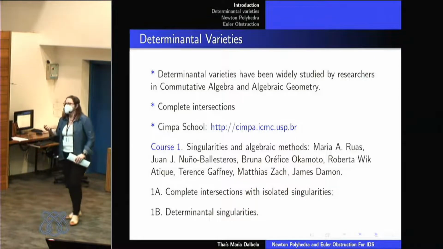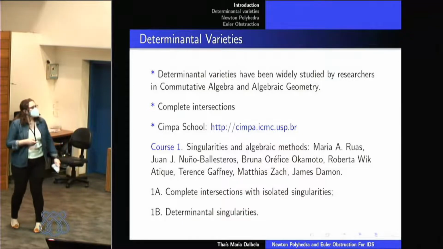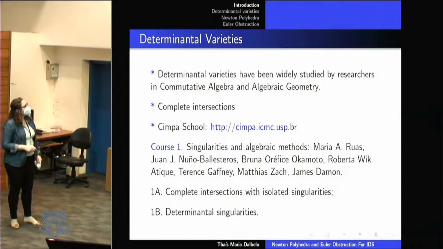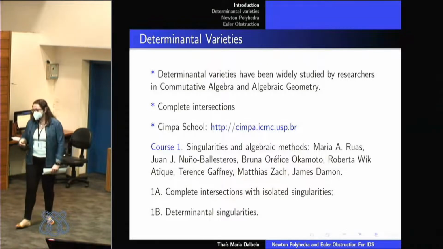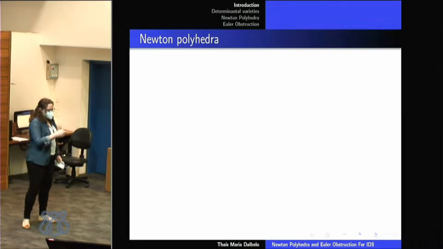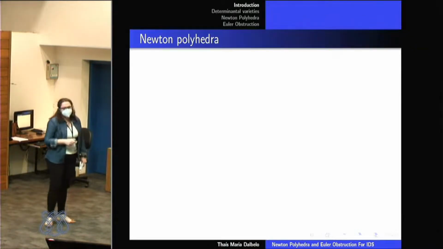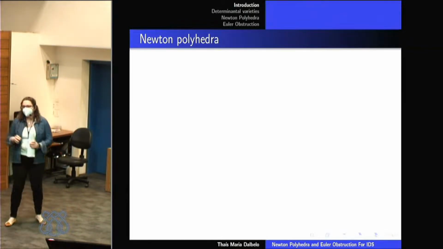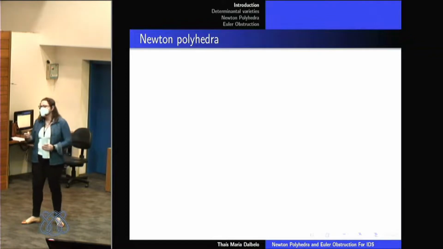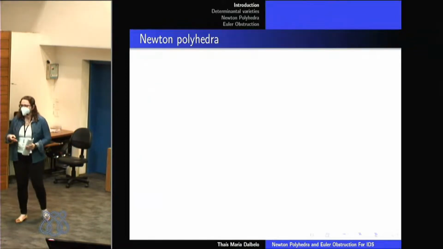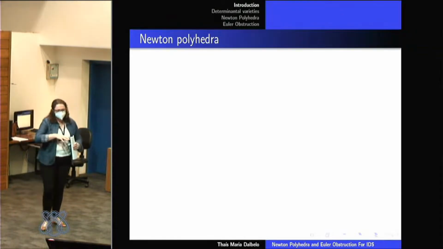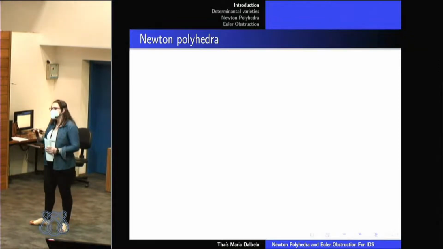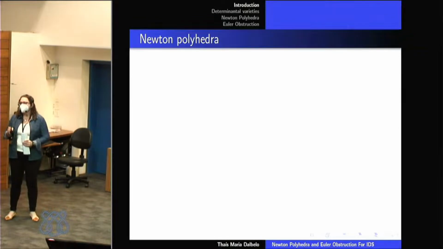One interesting question that arises is what concepts and properties of complete intersections we can also consider for determinantal singularities. For instance, there are many works dedicated to studying the properties of complete intersections using Newton polyhedra. Newton polyhedra are used by many authors to describe the topology of the Milnor fiber of a function defined on a complete intersection.